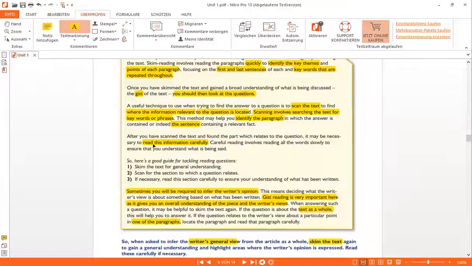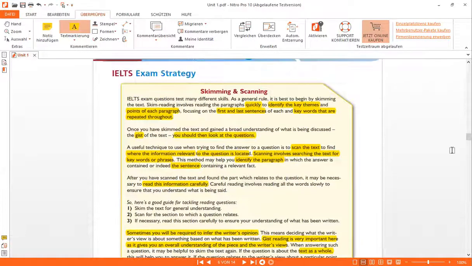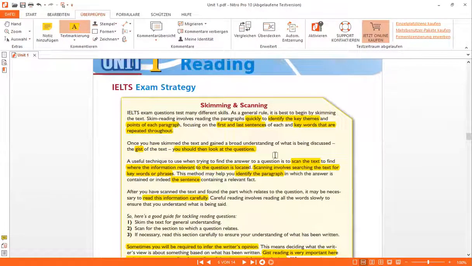You read the information carefully, and then you look for that. But I must say something here regarding this approach, all right? So the authors of this PDF are suggesting that when you have a tall text, you should start skimming the text, read it quickly to the end, and then you read the questions, and then you go back, and then you skim and scan again. That is the idea being put forward here.